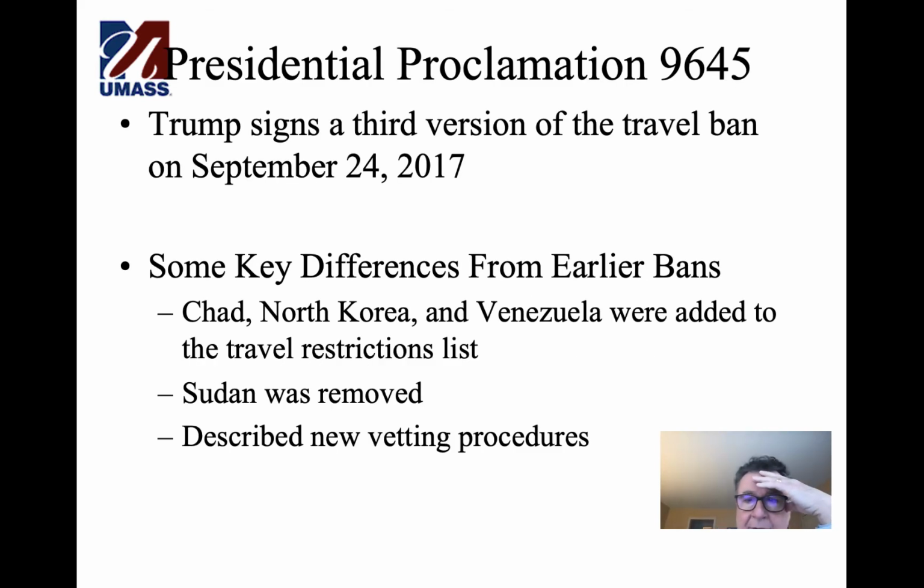He then proclaimed 9645, a third version of the travel ban, in September. Again, some key differences. He did add Chad, North Korea, and Venezuela. Maybe then he could argue that it wasn't necessarily a Muslim ban. They removed the Sudan, and they described new procedures for issuing visas and vetting entries into the United States.